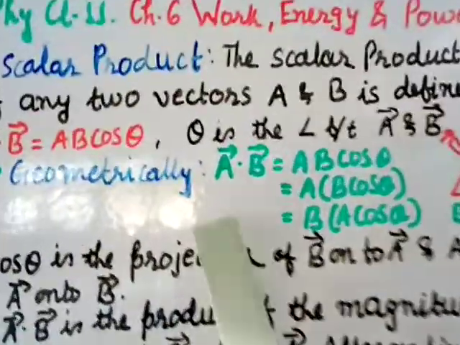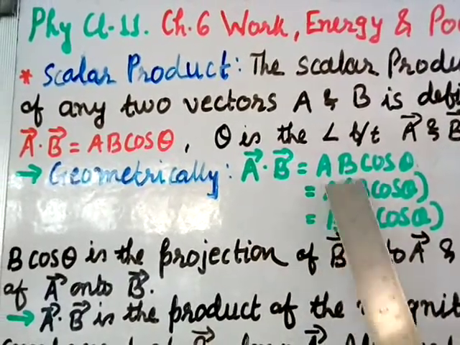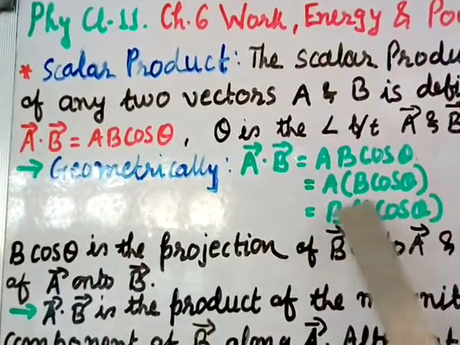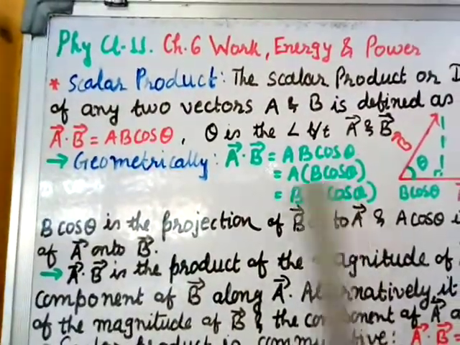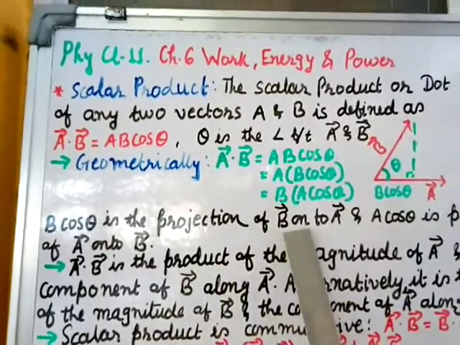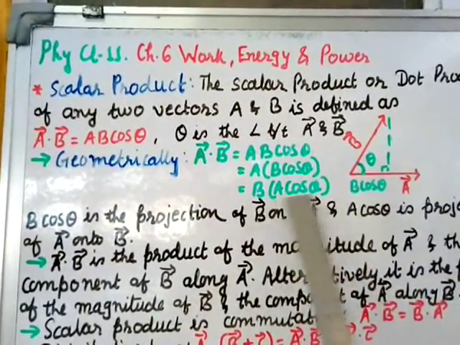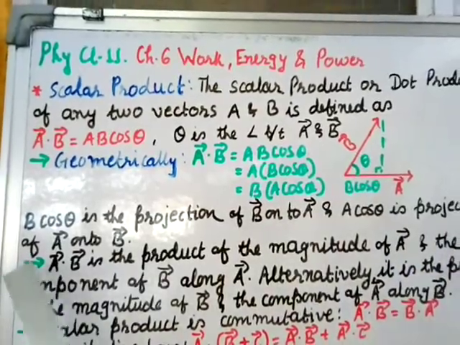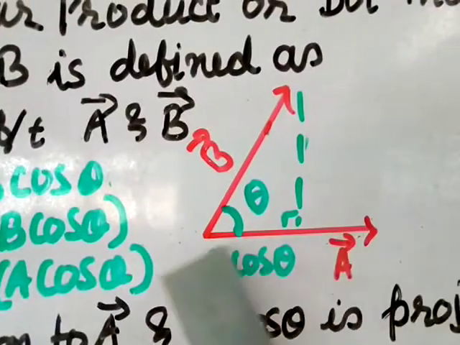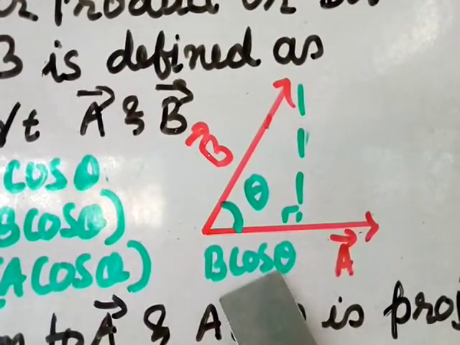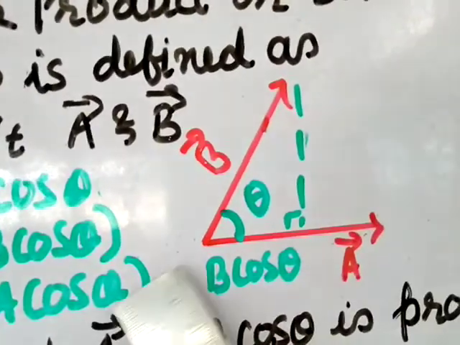Geometrically, A dot B equal to AB cos theta. We can write this as A times B cos theta or B times A cos theta. This means that B cos theta for the first one is the projection of vector B onto vector A, and A cos theta, that is this part, is the projection of vector A onto B. So if you draw a perpendicular from here, then this from here to here will be called B cos theta. Okay, so B cos theta is a projection of this vector B onto vector A.